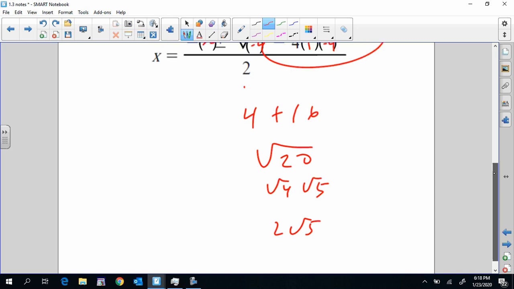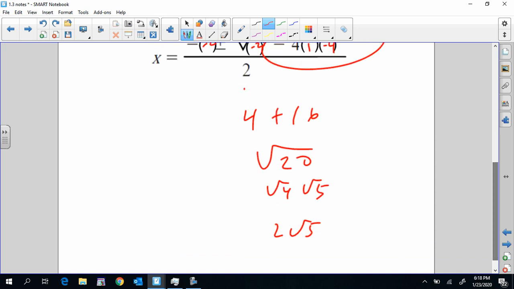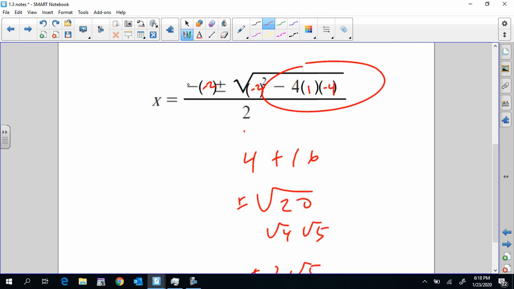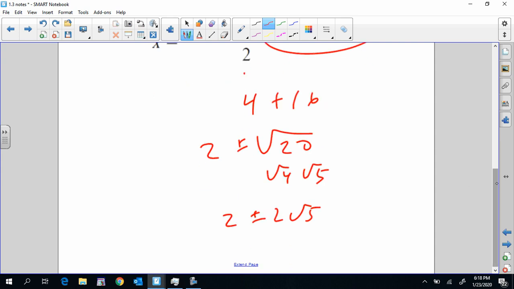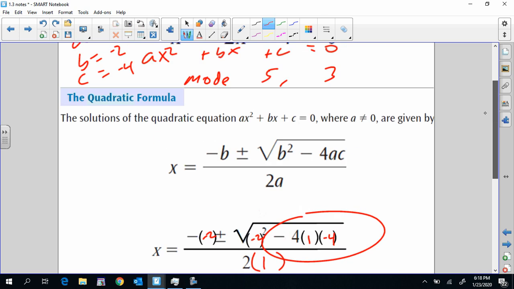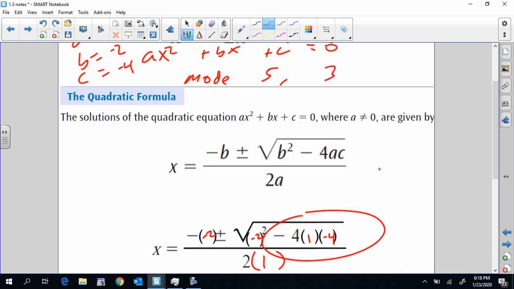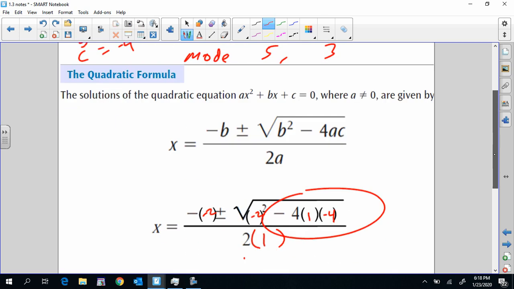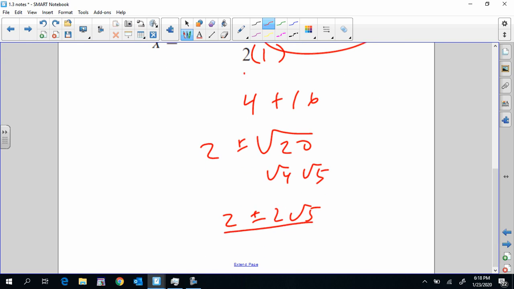Now that I've got the radical simplified, I better put my plus, minus, because that radical was there. We didn't bring it. And change the sign of my b out front. The opposite of negative 2 is positive 2. Positive 2. And the denominator is all over 2a. What was my a? 1. I might have forgot to plug that in a minute ago. 2a. My a was 1. So my denominator is all over 2.